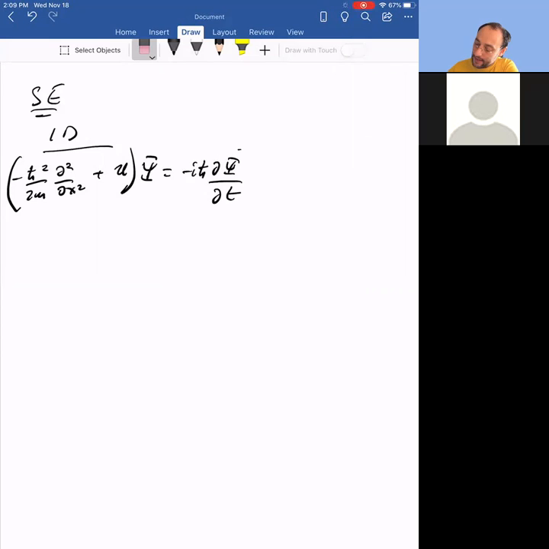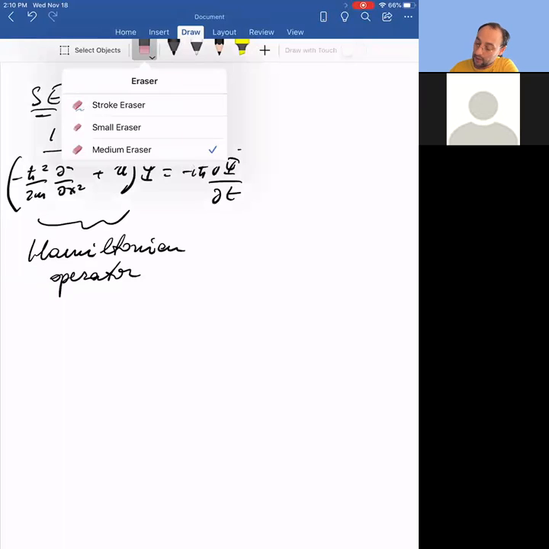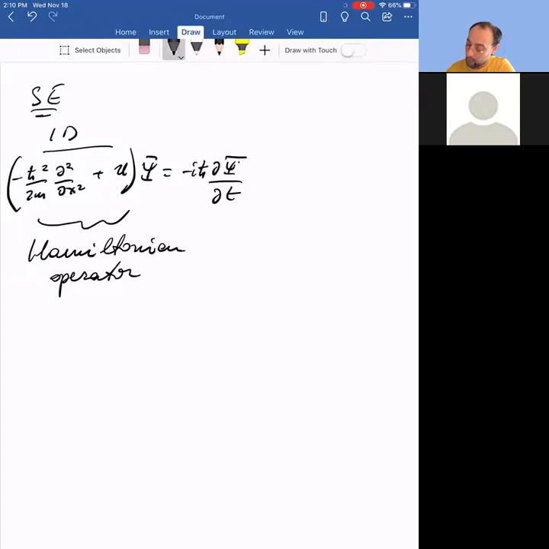And this is called the Hamiltonian operator. It's made up of a kinetic energy operator, not kinetic energy, but operator, and a potential energy operator, which is just a potential energy. What good is Schrodinger's equation? Well, it gives you the evolution of the wave function.